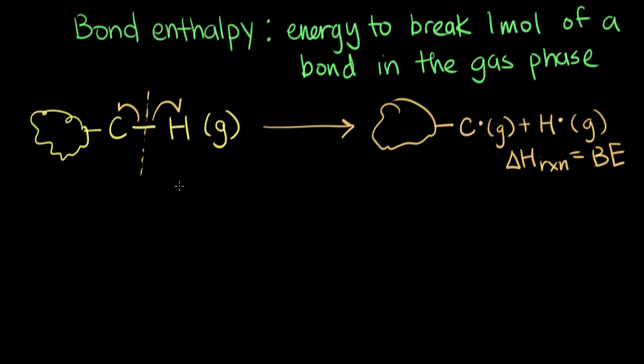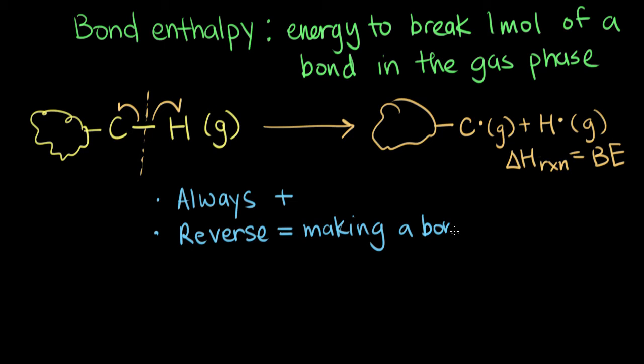Some important things to remember about bond enthalpy are that bond enthalpy is always positive. So it's always going to take energy. You're always going to have to add energy to break a bond. If we take the reverse of the bond enthalpy, another way to think about this is to flip this reaction. If we take the reverse of this reaction, that means we're making a bond. Since breaking a bond always takes energy, making a bond always releases energy. So it will always be negative to make a bond, which is another way of saying it will always release energy.